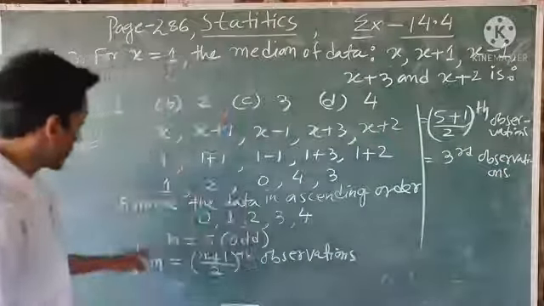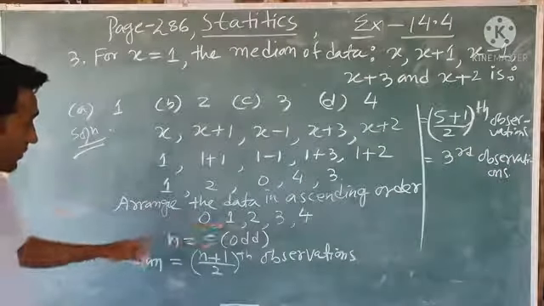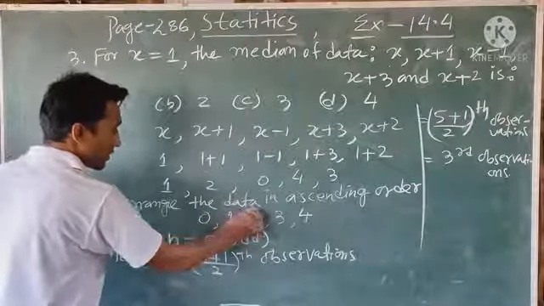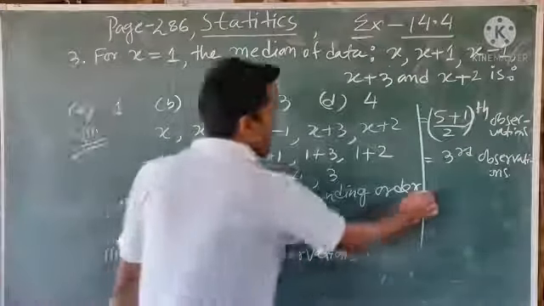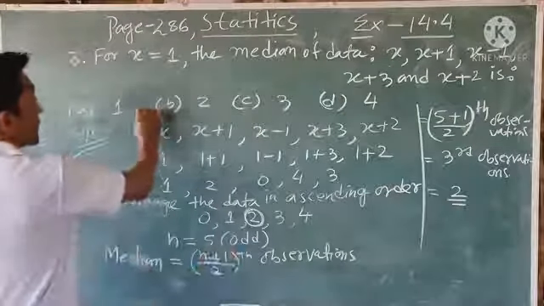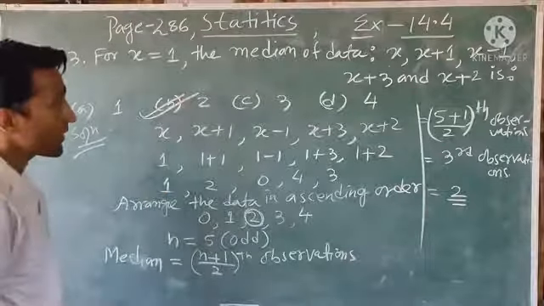You see now in the ascending order, which one is the third observation? 1, 2, 3. So this is your median. Median is 2. So the correct option is B. B is the correct option.